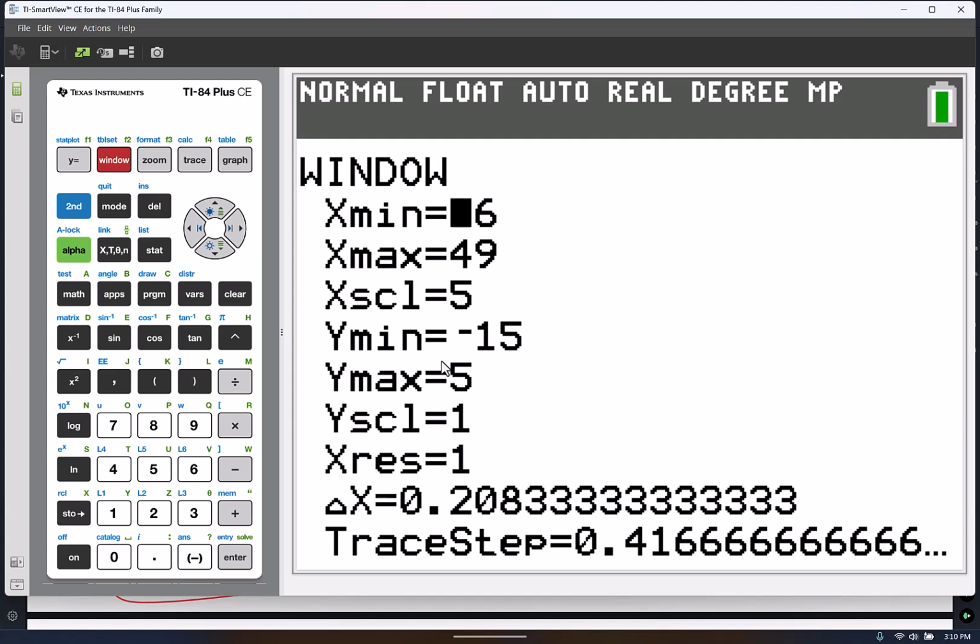Does it look like this? Don't mess with the X resolution. Don't mess with the delta x, and don't mess with the trace step.